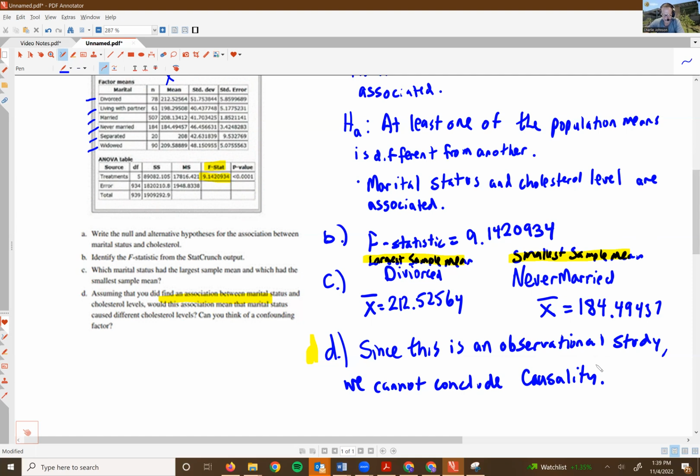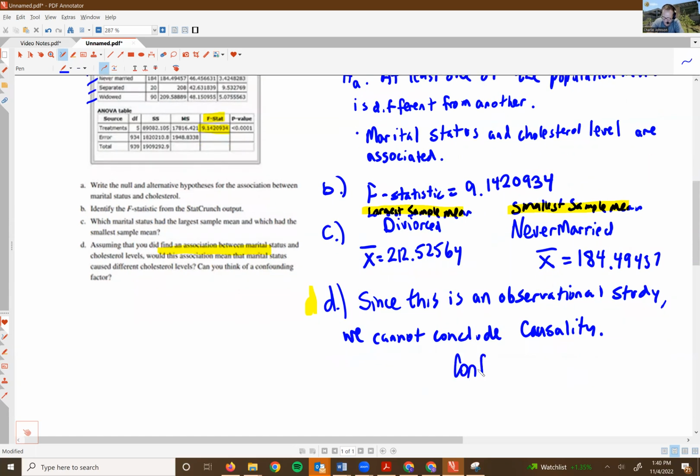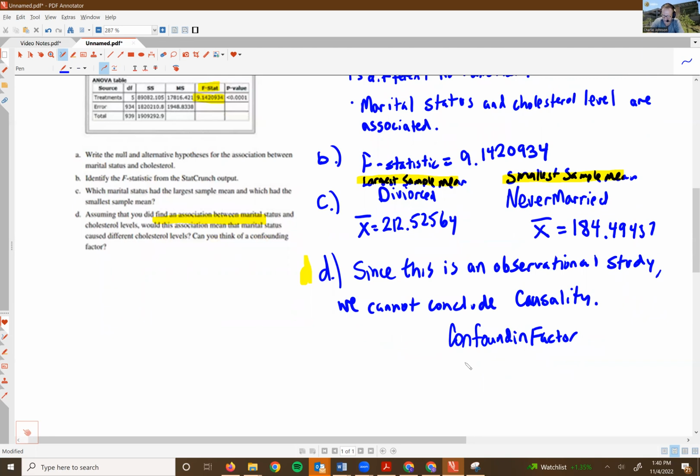Now, can you think of a confounding factor? It's the random controlled experiment that takes out the confounding factor. A confounding factor is a variable that's hidden in here somewhere that could have an effect on both of our variables, the marital status and the cholesterol level.